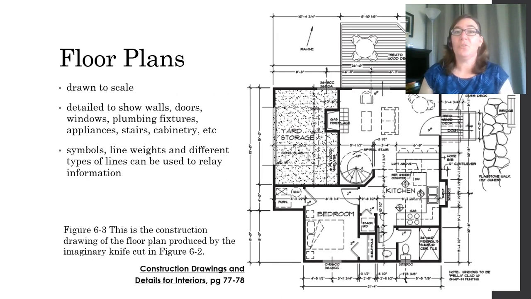Floor plans are drawn to scale, and they are detailed to show the walls, doors, windows, plumbing fixtures, appliances, stairs, cabinets, etc., etc. On a floor plan, different symbols and line weights and types of lines convey information.